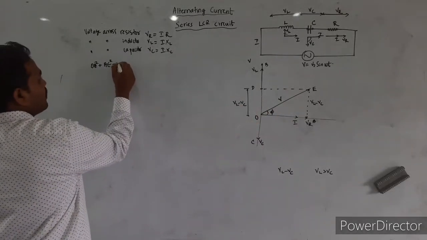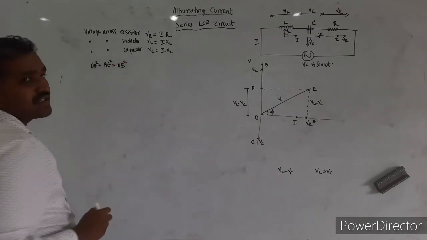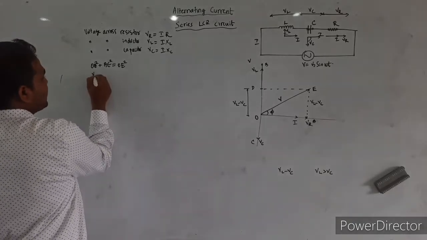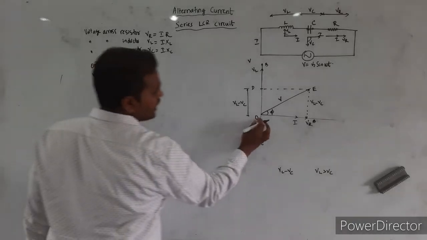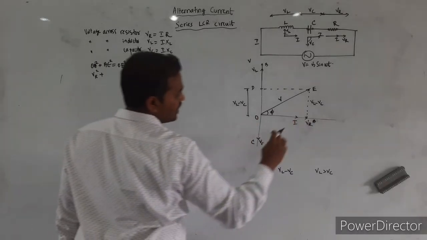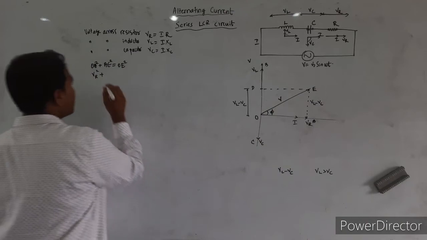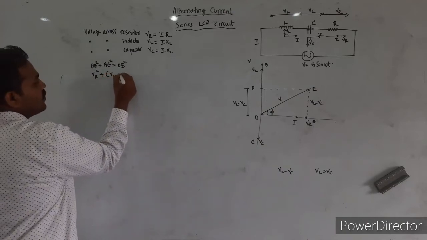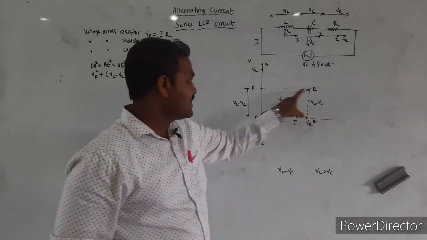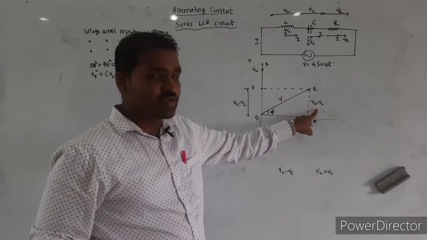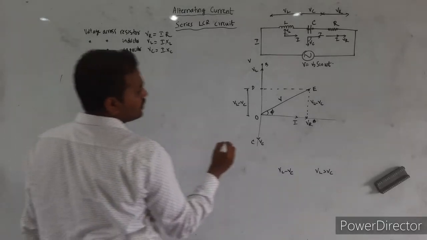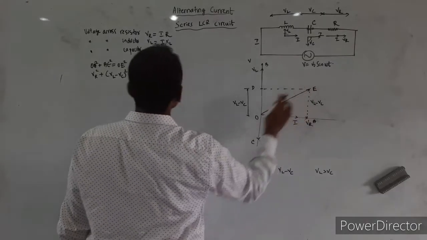OE square is equal to OE square. I can simplify this. I can write OA as VR, so OA square is VR square plus AE square. AE square is equal to (VL minus VC) whole square. AE is equal to OD, which is also equal to VL minus VC whole square. That is equal to OE square.